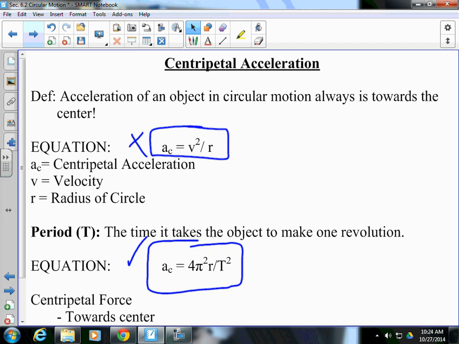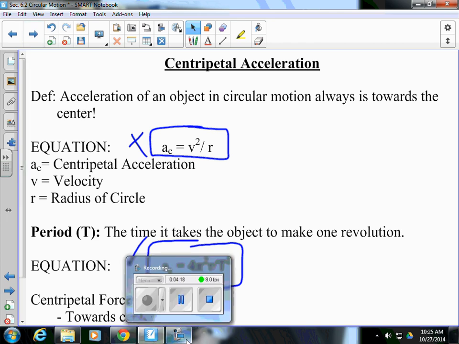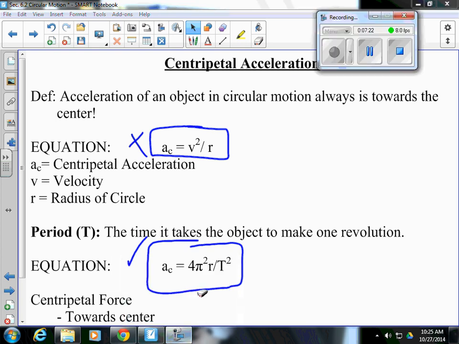We're really just talking about circular motion, objects moving in a circle. Remember, when you're moving in a circle, the acceleration and the velocity are always changing, since the direction is always changing. Therefore, your acceleration is always changing. And that concludes section 6.2.